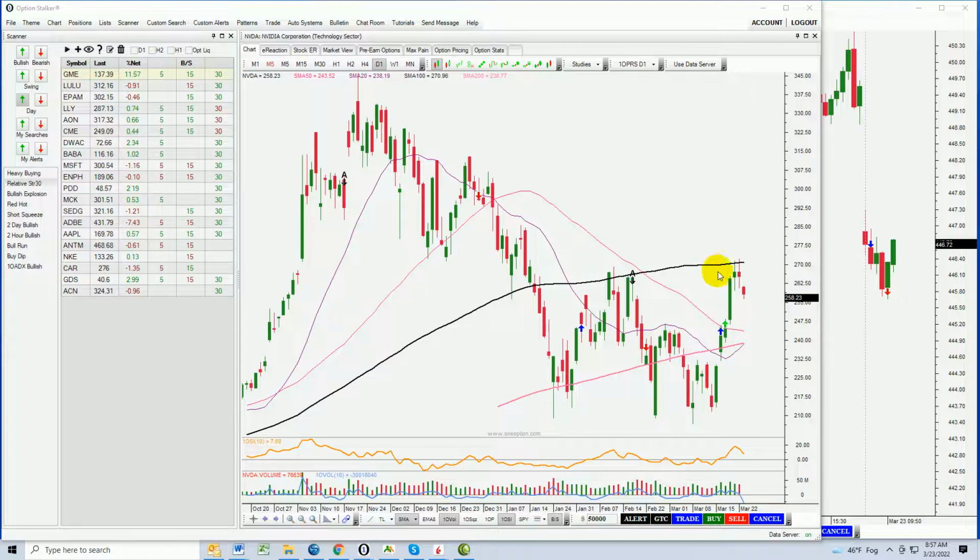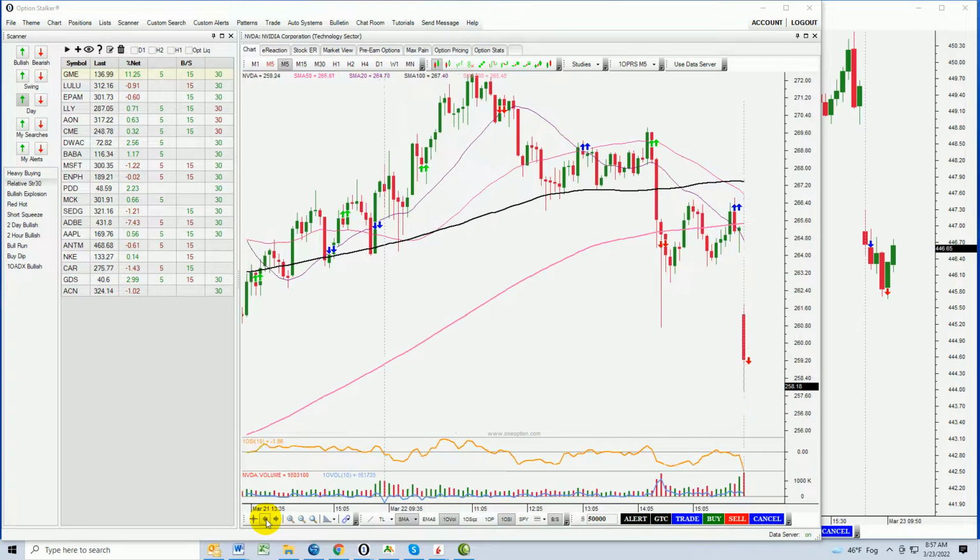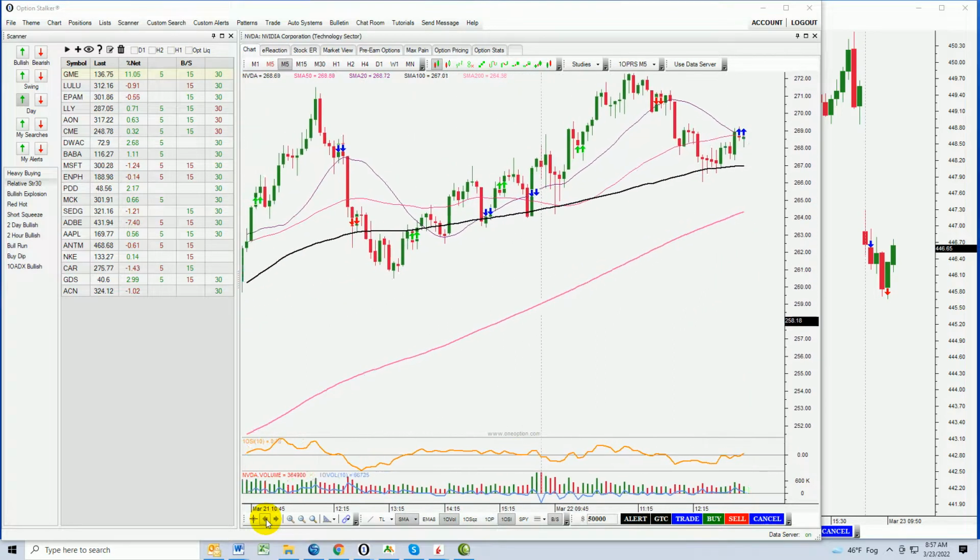Nvidia. My last video was recorded on Friday. That is the long green candle that you see right there. We're going to go into the 5-minute chart. Yes, Nvidia's done pretty well. We had a nice market rally to also lean on.